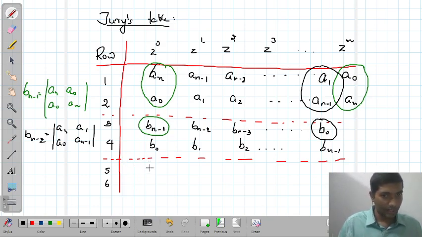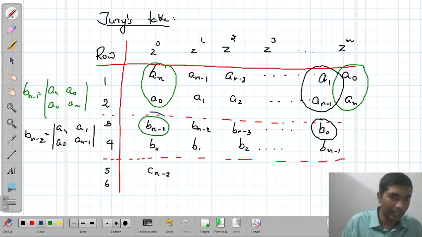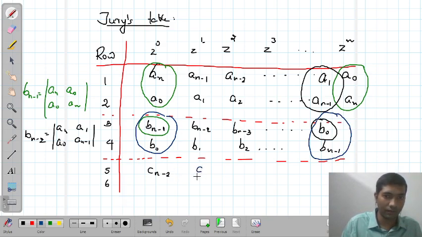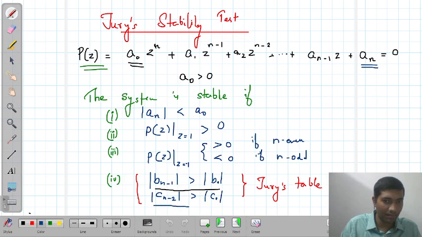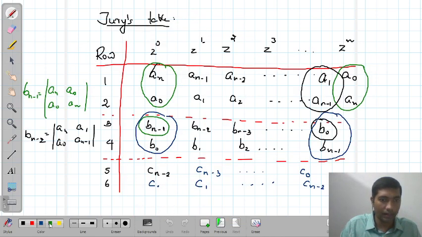Once you construct this, the remaining things are the same. Something like the fifth row becomes c of n minus 2. In order to get c of n minus 2, we need to get the determinant of the first two columns along with the last two. So this forms c of n minus 2. Now in order to get c of n minus 3, first two columns along with the second last two elements. So it becomes c of n minus 3, and hence it continues up till c0. Now what will be the sixth row? The sixth row will be the reverse of the fifth one: c0, c1, etc., up to cn minus 2. And the condition is that we require c of n minus 2 to be greater than c0.